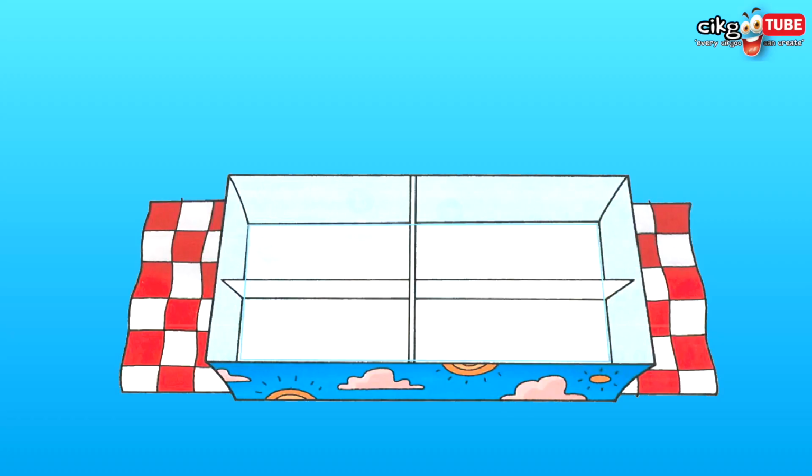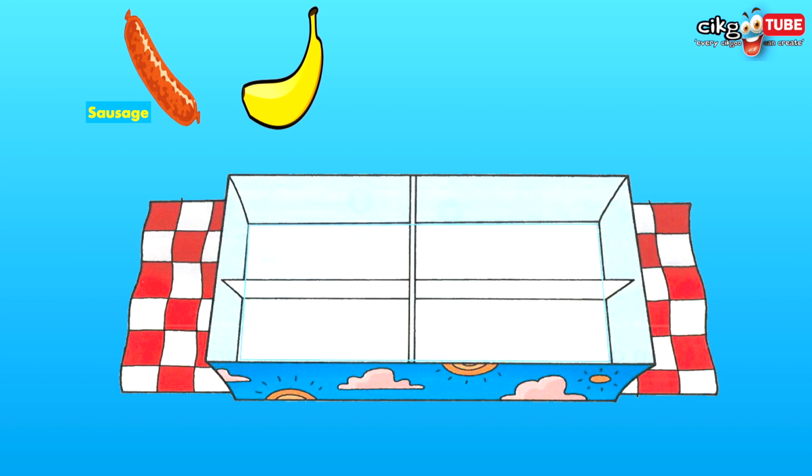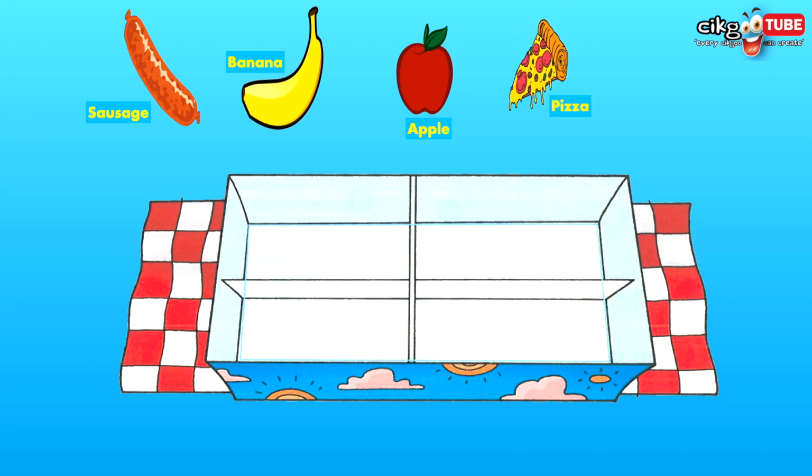First, we look at the food that we have. A sausage, a banana, an apple, a slice of pizza, and carrots. Let's look at the first one.